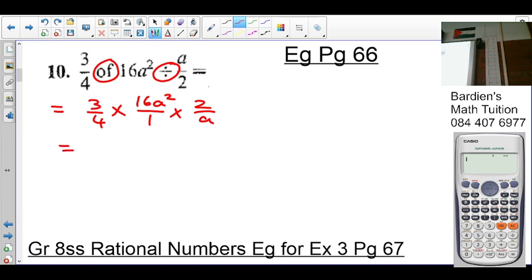So that's going to be equal to, anything you can cancel here? 4 goes into 4 once, 4 goes into 16 4 times. She says a and a cancel. So I got 3 times 4a, which is 12a, times 2 is 24a over 1. Who got that right?